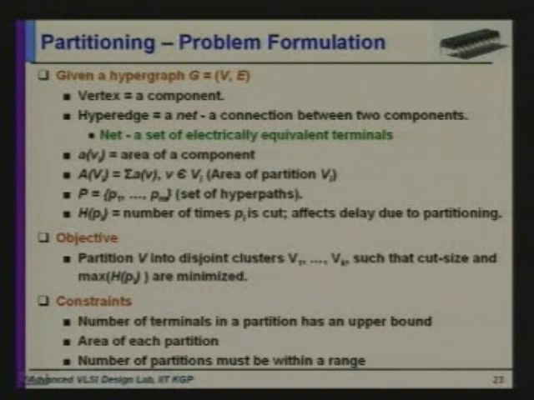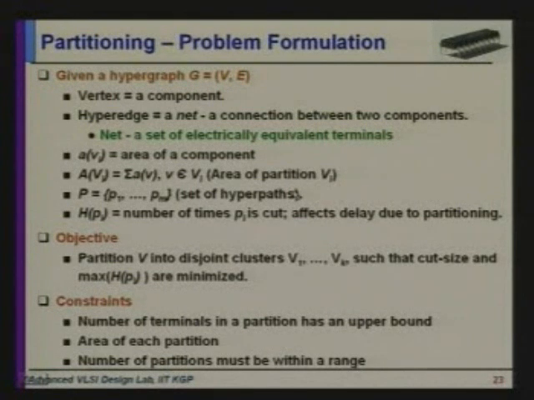Each vertex has an area which is represented by a_v, and if I want to estimate the area of a partition, we do a summation over the areas of each of the components within a subcircuit, which is represented by this capital A, the summation of the small a_v over the partition, right? Any questions?